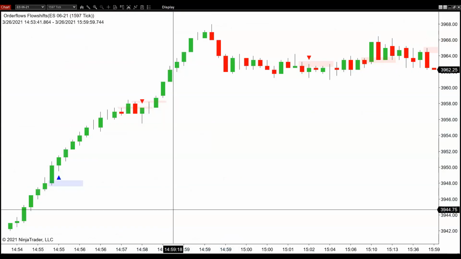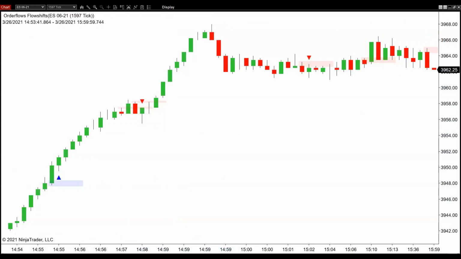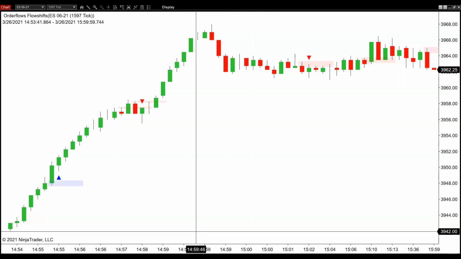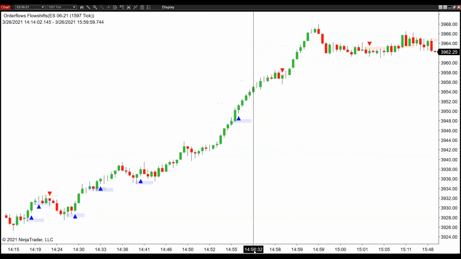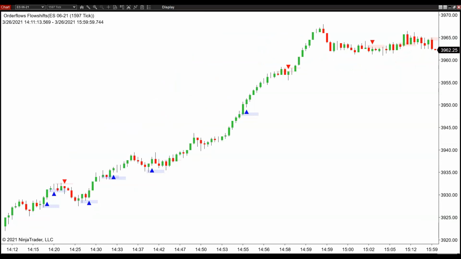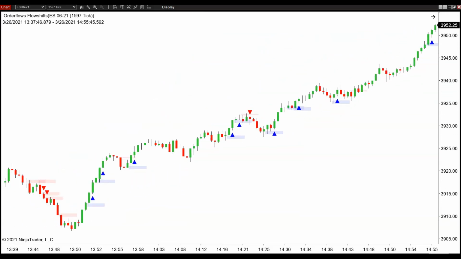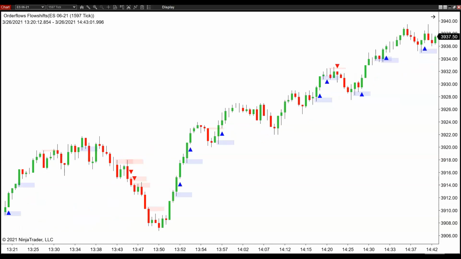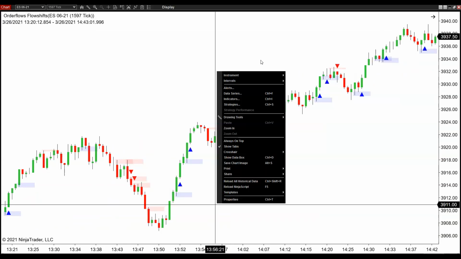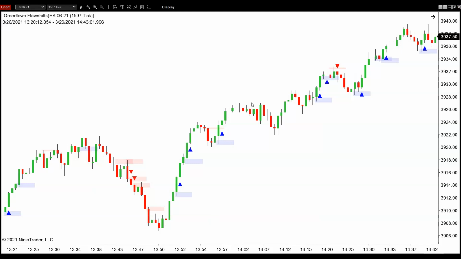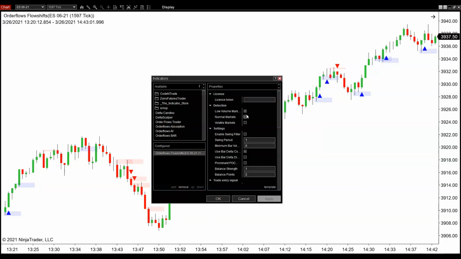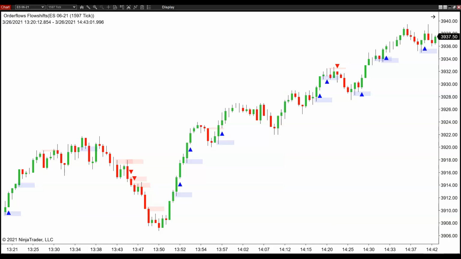Okay. So I put this up because Miguel asked about it. He says he trades a 1597 tick chart. I'm always fascinated at the different charts people trade, because everybody trades differently. So this is a 1597 tick chart with the settings that I was using on my other chart: low volume market, normal market, swing filter off, balance strength 1, balance points 2.